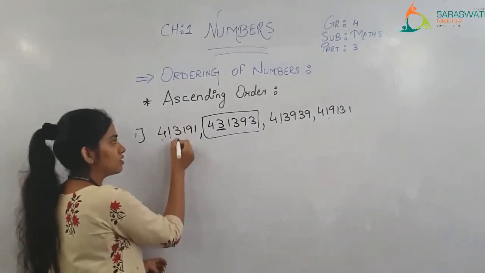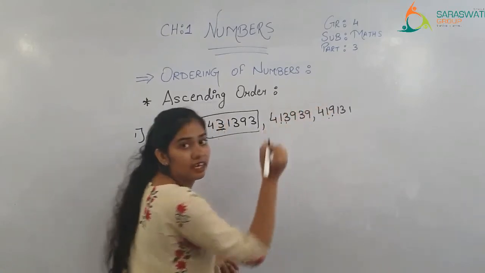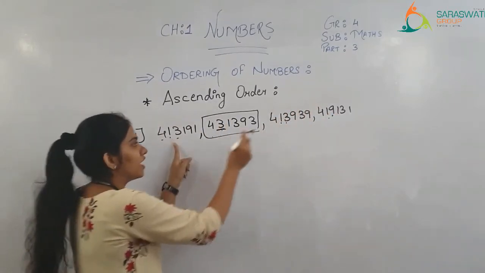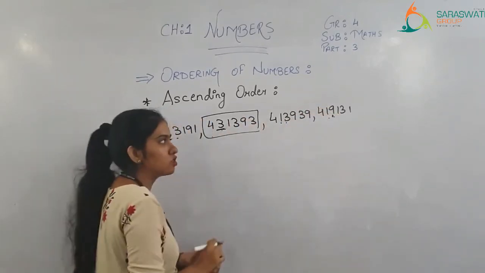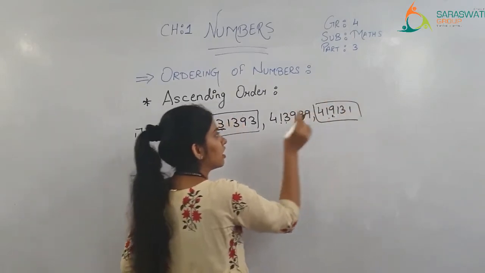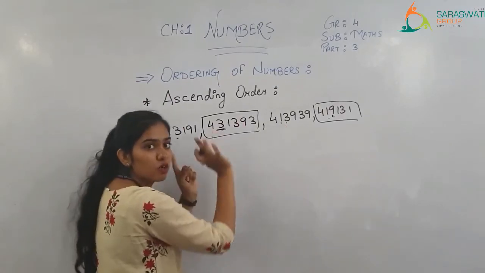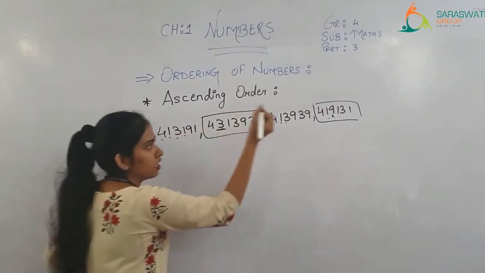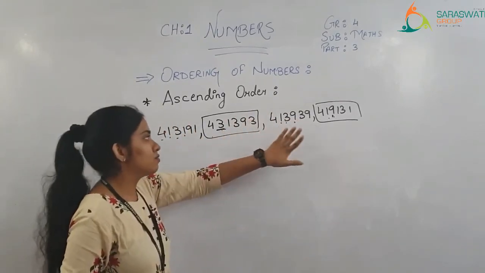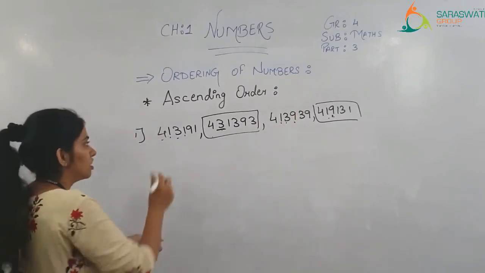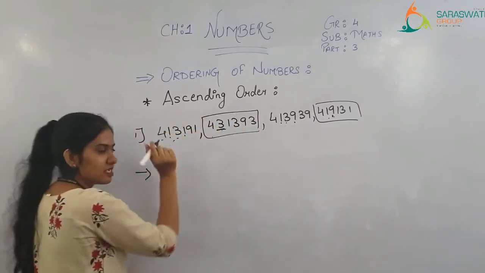We'll move to the next value. Here it is 3. Here also it is 3 and here it is 9. So you can see that at these two places it is 3 and over here it is 9. So this value also becomes greater than this 3. So now we have to compare these two digits only. Here it is 1 and here it is 9. So 1 is smaller than 9. So this value we have to write first because it is smaller than this.